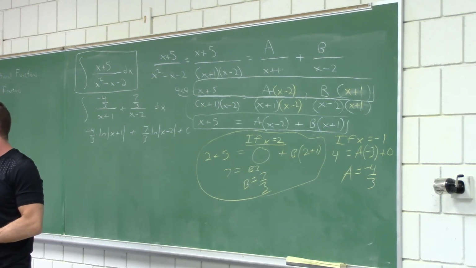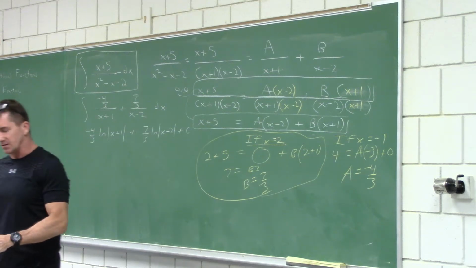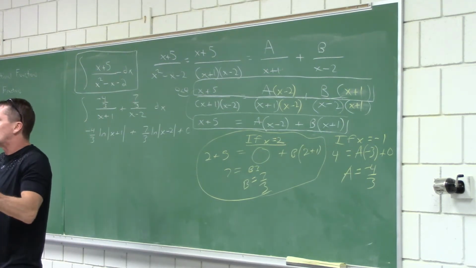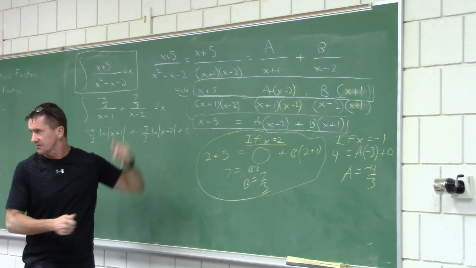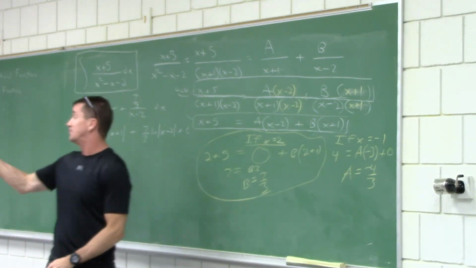Connor: How do you know when this doesn't work? Oh, that's a good question. It's hard to look at a problem and recognize it. It'd be a little bit more complicated. This just had 2 linear factors. This works every time if you have 2 linear factors.